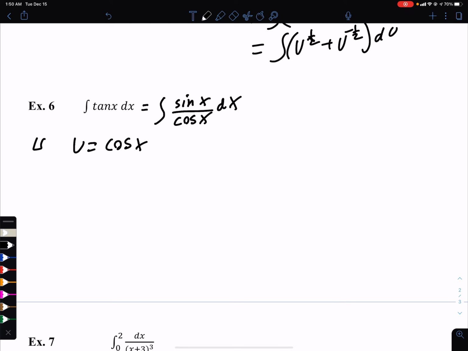So let's let u be cos x. So what we're going to get now is the cos x on the bottom becomes a u. But we have a problem because we don't want dx. We want to change everything into u's. So let's do this. Du, the derivative of cosine is minus sine x dx.